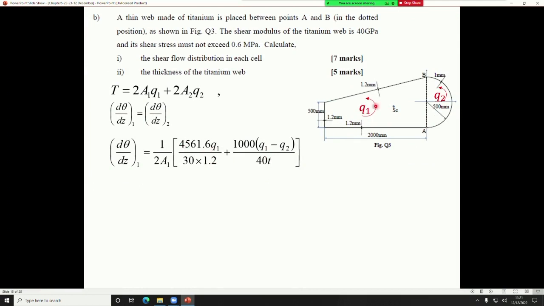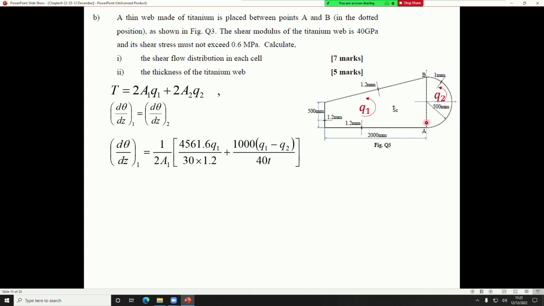So this is the length of this one plus this one plus this one, so it's 2,000 something. Plus 500 gives us 4,561.6. So the diagonal panel, the vertical one, and the horizontal one all have the same thickness. If they didn't, I would have to do it individually. But at the moment, they're all subject to the same shear flow, Q1, and have the same thickness as well. So I've added them up. Thickness 1.2, the shear modulus 30, made of aluminium.